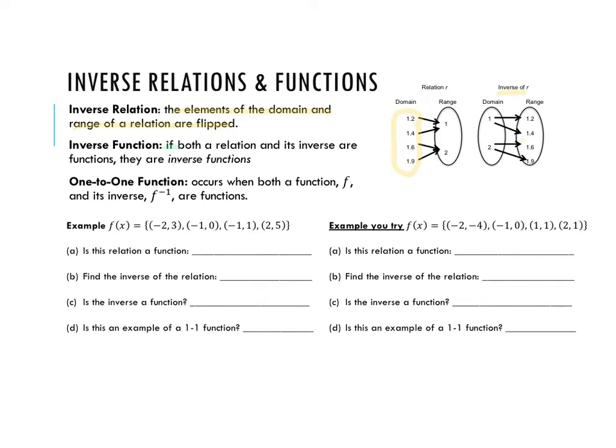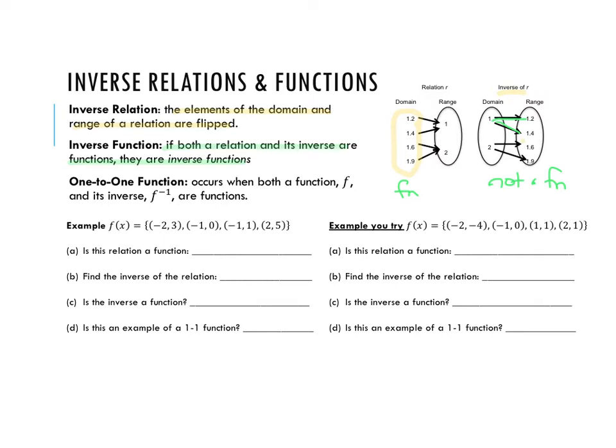An inverse function: if both the relation and its inverse are functions, then they are inverse functions. Notice relation R is a function because each x only goes to one y. Each input goes to one output. However, when we flip those, this is not a function, right? The inverse is not a function because the domain value 1 goes to 2 different y values.